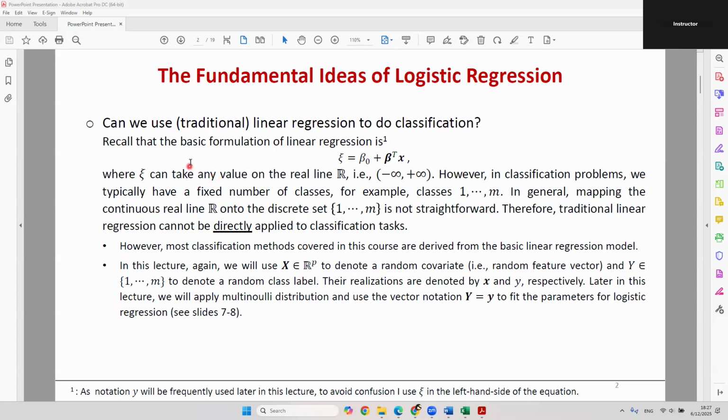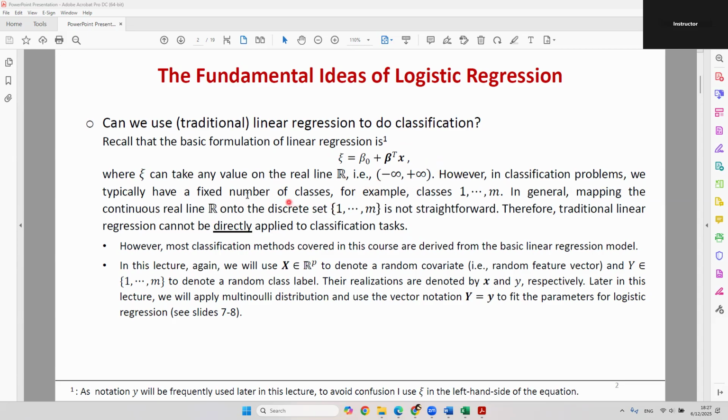Recall that the basic formulation of linear regression is in this way. For the notation before, I wrote it as y equal to beta 0 plus beta vector transpose times x. The reason I use c here is because later, y will be frequently used as a label space, and I don't want to cause notation confusion, hence I use another notation c. Here c can in general take any values on the real line, from negative infinity to positive infinity.